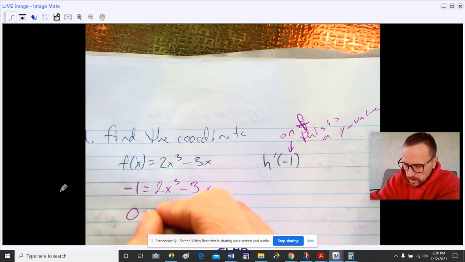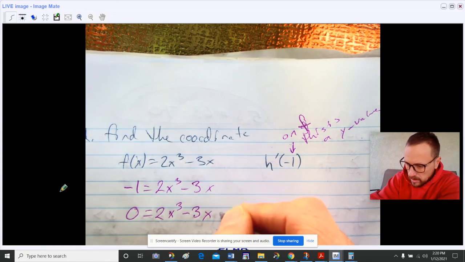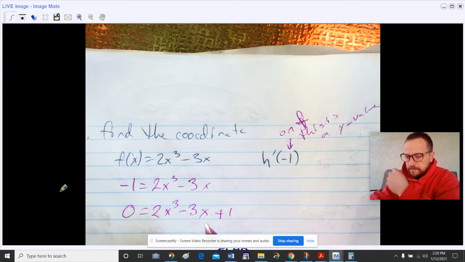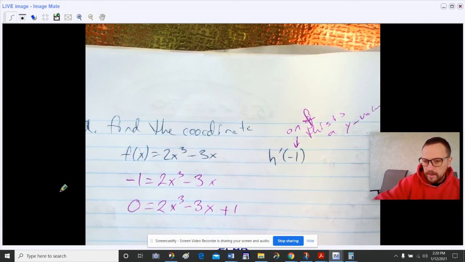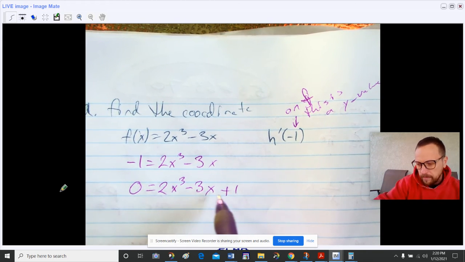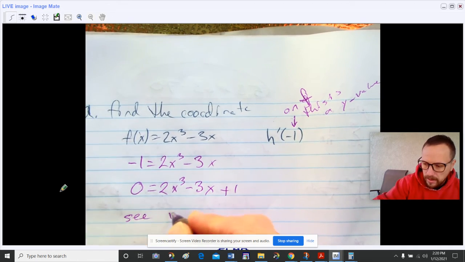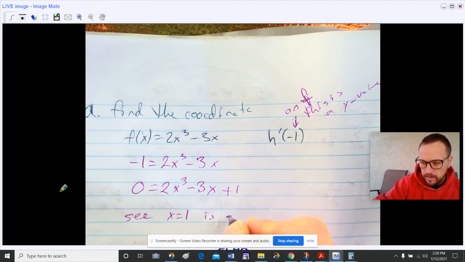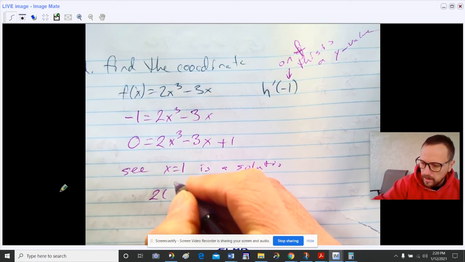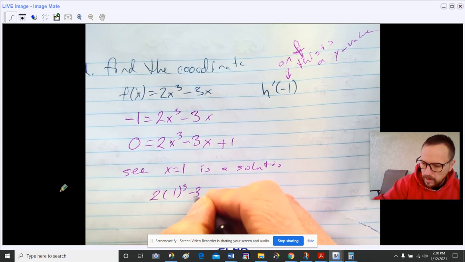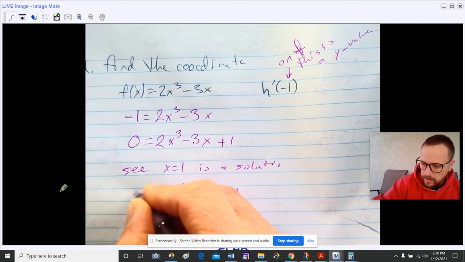Now this isn't as straightforward necessarily as you'd realize, but it's 2x cubed minus 3x plus 1. You could use a calculator and solve for it, but there's a good chance that we're going to give you something that's going to be pretty easy. If you just look at this real quick, it doesn't take long to see x equals 1 is a solution, because 2 times 1 cubed minus 3 times 1 plus 1 is 2 minus 3, which is negative 1, plus 1. That equals 0.